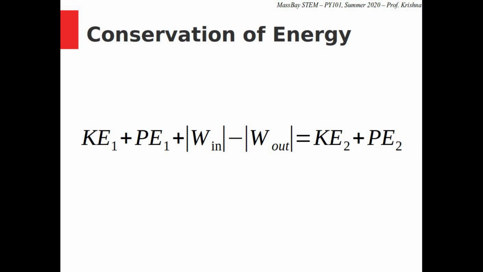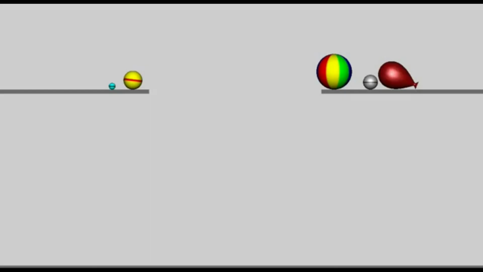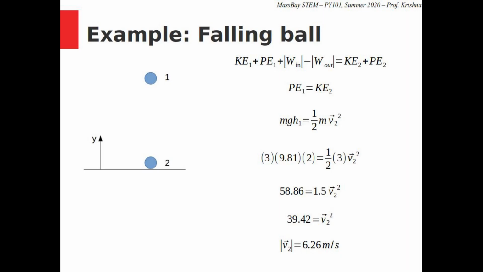Let's revisit the falling ball from earlier. Let's say we want to determine its velocity just before it hits the ground. We'll assume its mass is 3 kilograms and it falls from a height of 2 meters. We'll start by writing out the full equation of conservation of energy. Point 1 for the ball is the instant where it rolls off the shelf. Point 2 is an instant before it hits the ground.